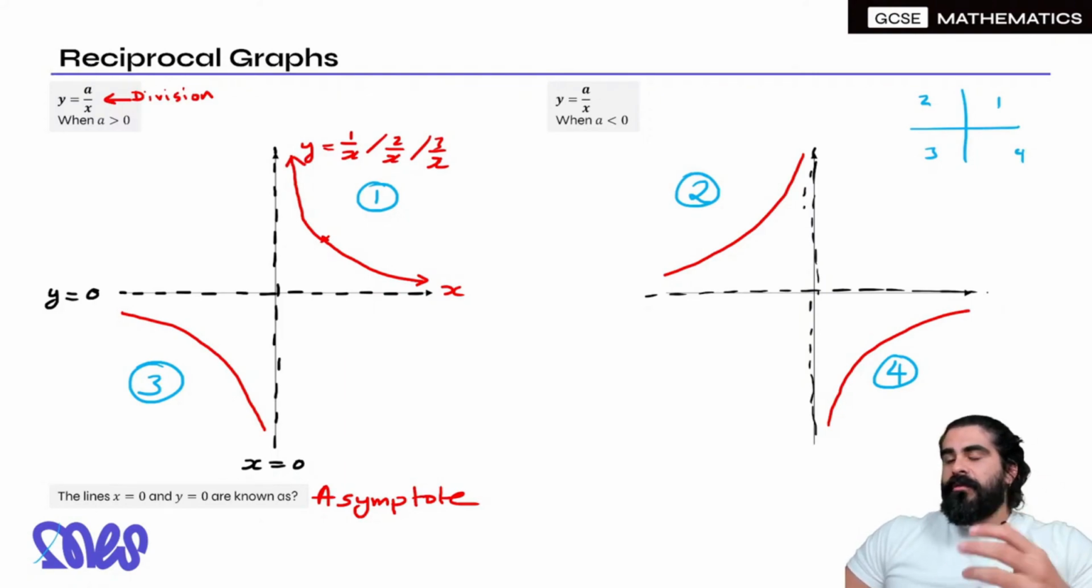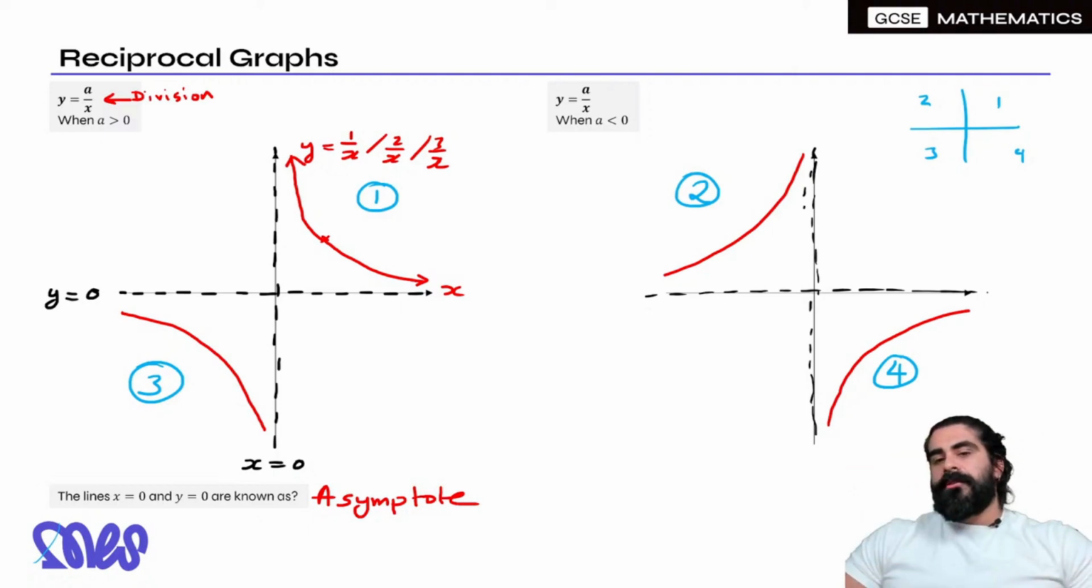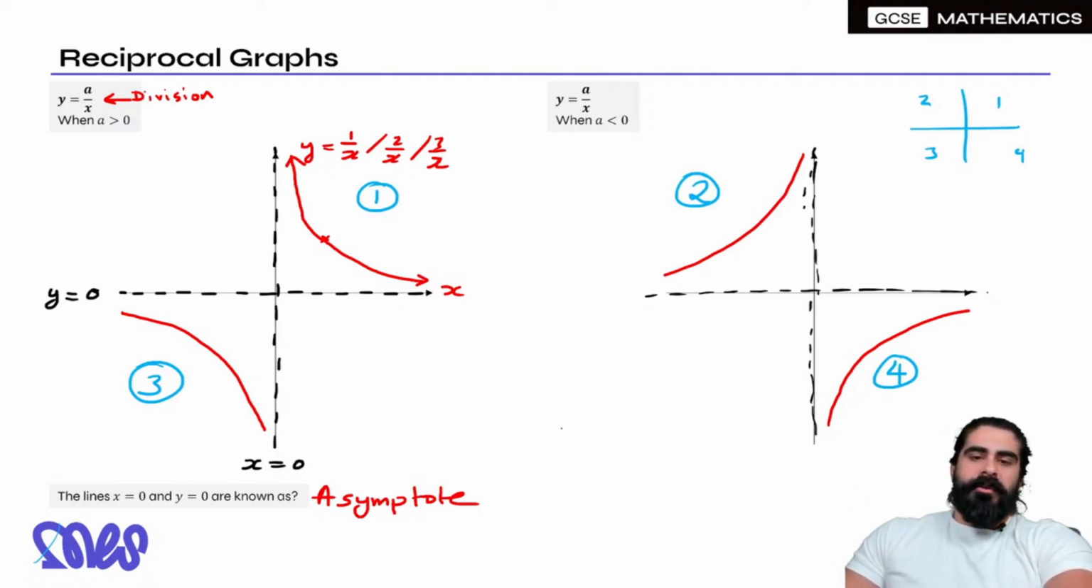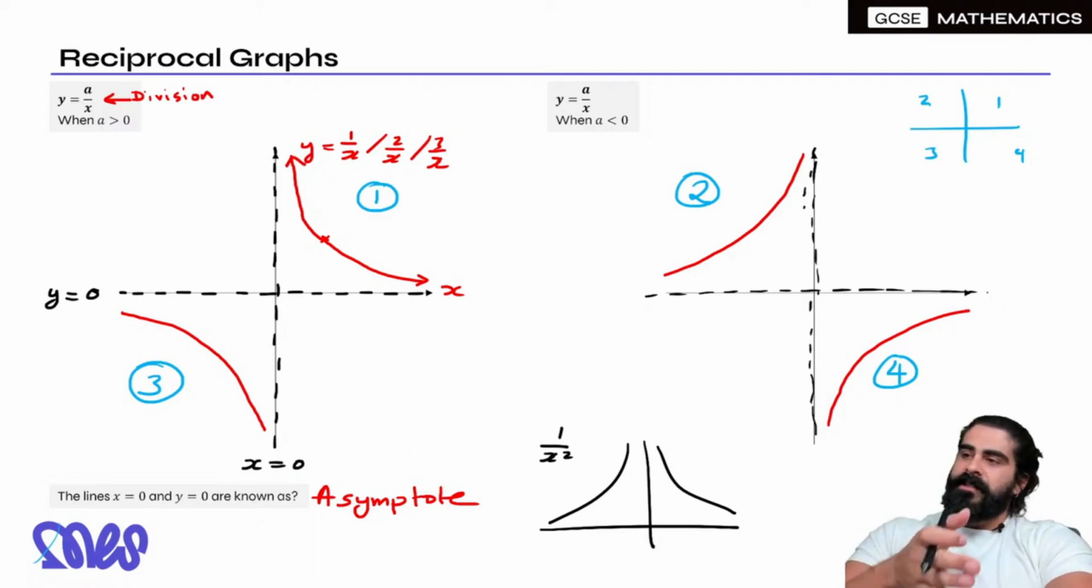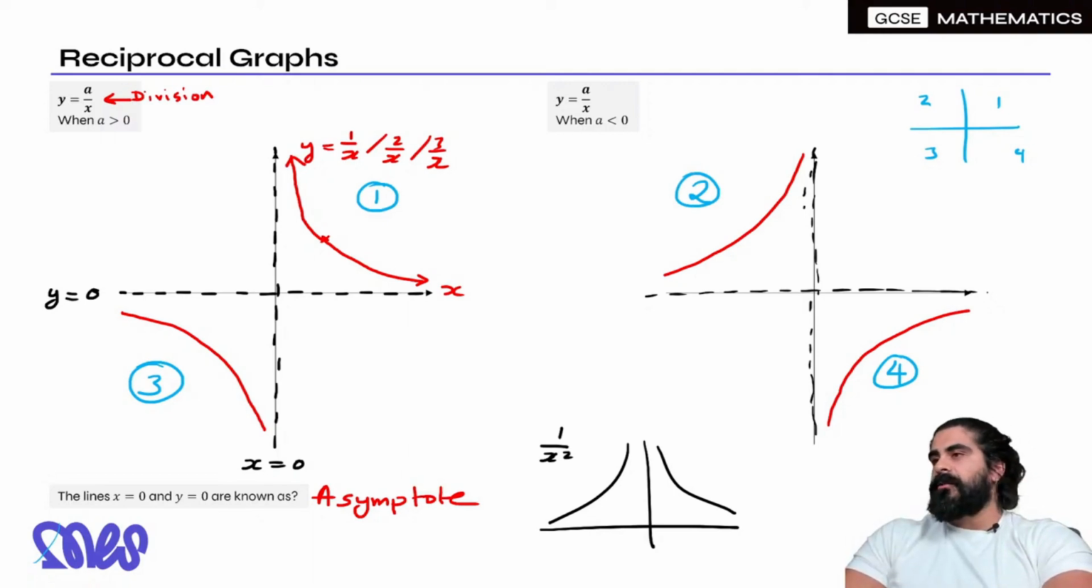If they ever give you 1 over x squared, then by elimination, you'll know which ones are definitely the graphs given. But I'll show you it anyway. 1 over x squared, just for your interest, looks like this. So maybe you want to make an extra note. That's what 1 over x squared looks like, and it has the same asymptotes at x is 0 and y is 0.